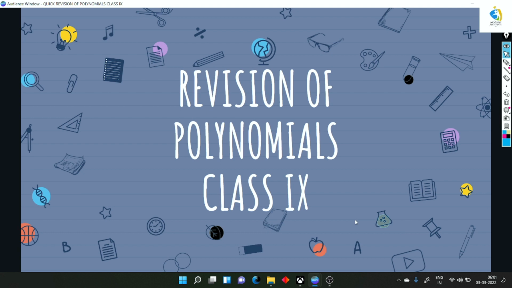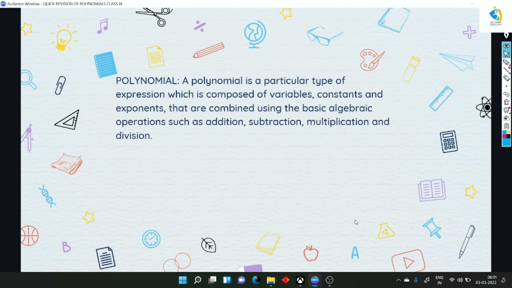Since the exams have started, why not start with the revision part? So let's get started with the revision of the chapter Polynomials of class 9. Here the first one is polynomial. Okay, so what is a polynomial?